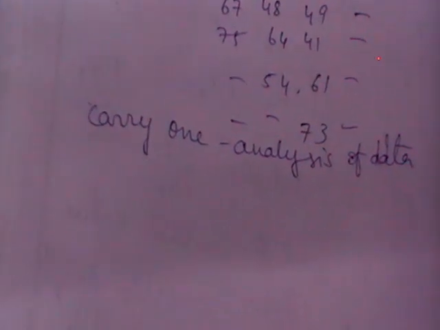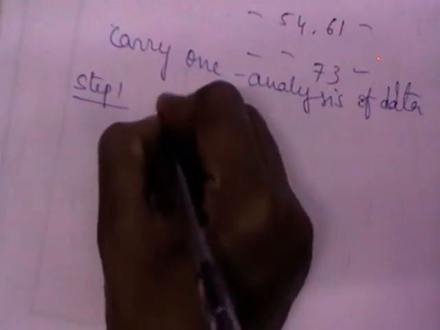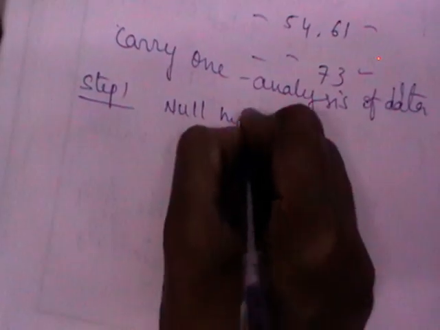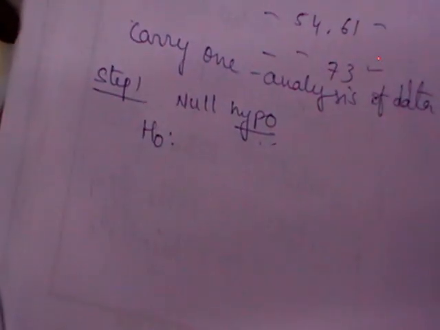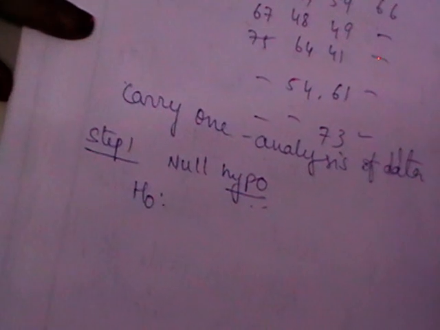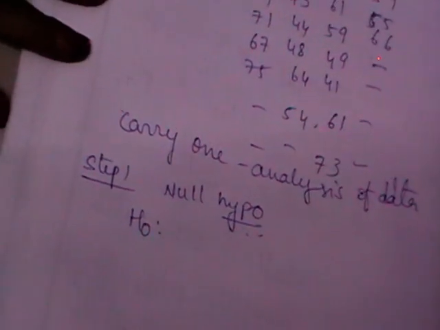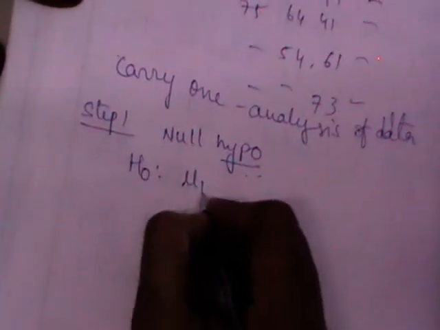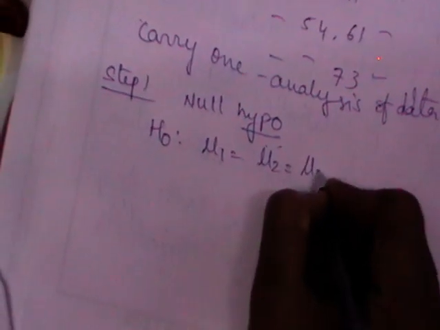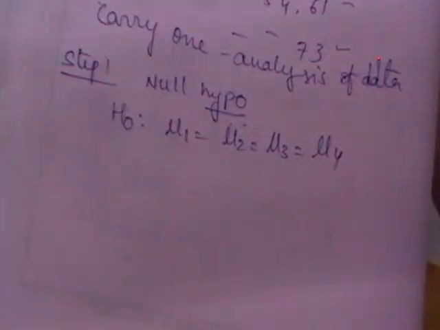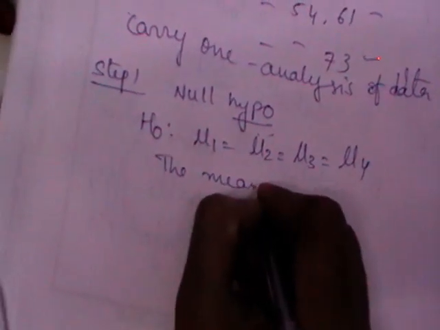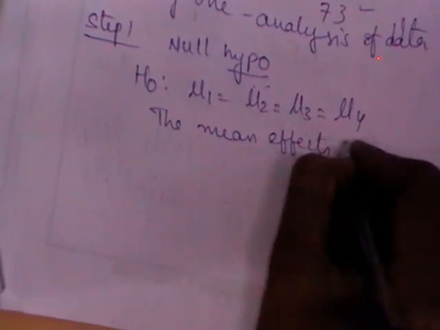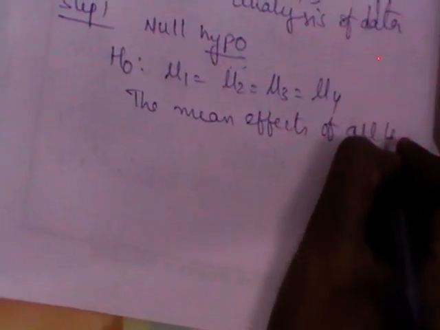As I said, the first step in the analysis of data is that you should set up a null hypothesis. We indicate the null hypothesis with H0. How many textbooks are there? What are the factors here? Types of textbooks is the factor here. So as you have 4 types of textbooks, we write that the mean effects, which we write with mu, are equal. That is, the effects of all the textbooks are the same.